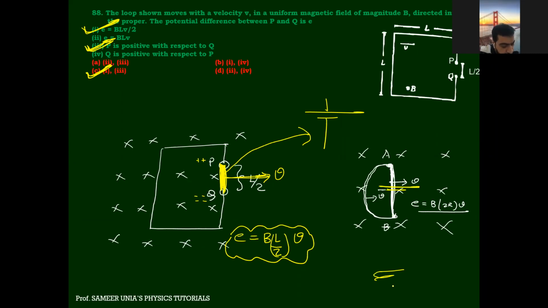What rule? So many fingers. Okay, no problem. B, V, positive terminal. Getting it? Yes. Chalo, aage. Very smoothly it happened. No problem. Okay, last question.